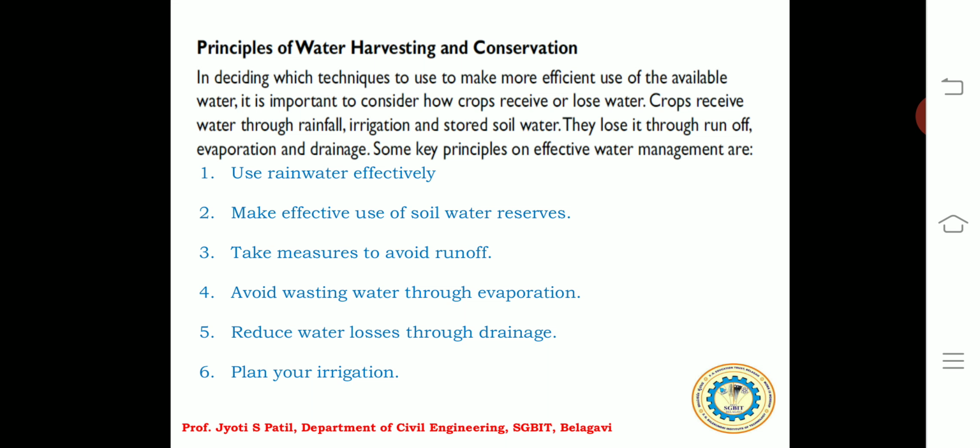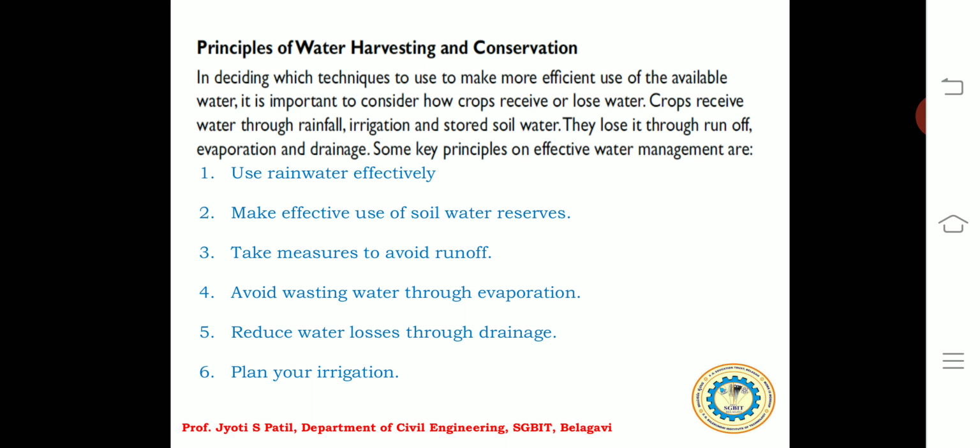So let us discuss some of the principles of water harvesting and conservation. In deciding which techniques to use to make more efficient use of available water, it is important to consider how crops receive or lose water. Crops receive water through rainfall, irrigation, and stored soil water. They lose it through runoff, evaporation, and drainage. So, there are some key principles of effective water management.